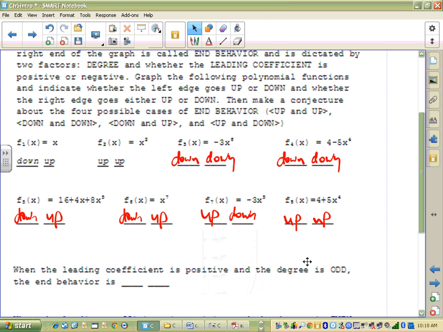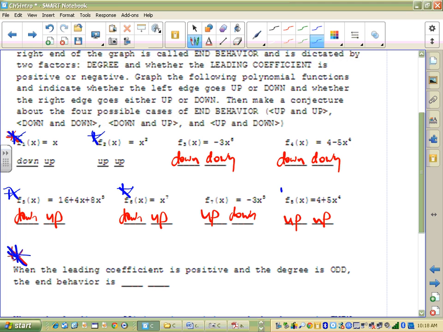So whenever the leading coefficient is positive, such as in this one, oh, I meant to change colors there. When the leading coefficient is positive, so F1, F2, F3, F4, and F5. Whenever the leading coefficient is positive and the degree is odd, so that's going to be this one, and this one again, and this one again, the end behavior is down and up.